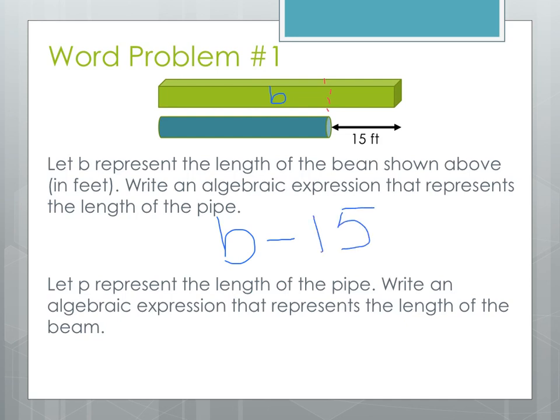The second part of this problem, let P represent the length of the pipe. So we're going to call the pipe P. Write an algebraic expression that represents the length of the beam. Well, to get from the length of the pipe to the extra length of the beam, we're going to have to add that extra 15 feet. So algebraically, we're going to write this as P plus 15 feet to get the length of the beam.